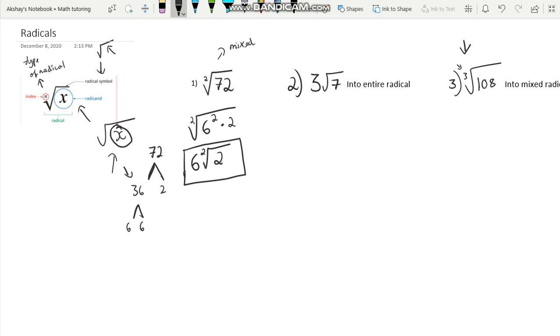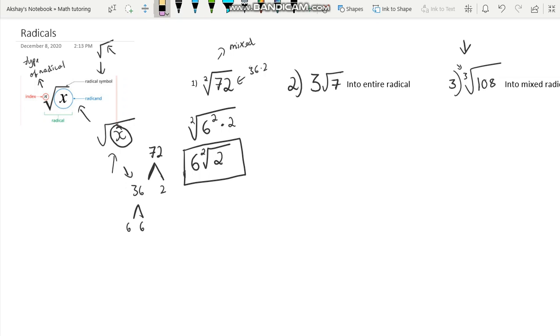So we find the largest perfect square of our number, which is 72. That becomes 36 times 2. 36 is also 6 squared. We are left with 6 squared times 2. Because our index is 2 and we have a 6 squared, we can take out one of that number. So it will be 6 square root 2.